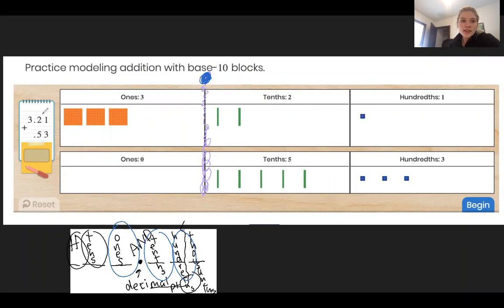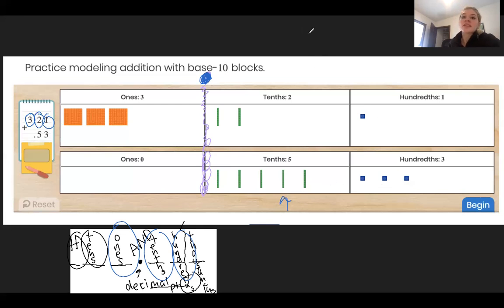Okay, so all they did is they drew our base 10 blocks in by how many we had in each category. So they had 3 flats for the ones. And then we have 2 rods for the tenths and 1 cube for the hundredths. So here is 3 and 21 hundredths up top. And then down here, we have 5/10 and 3/100, which makes 53/100.